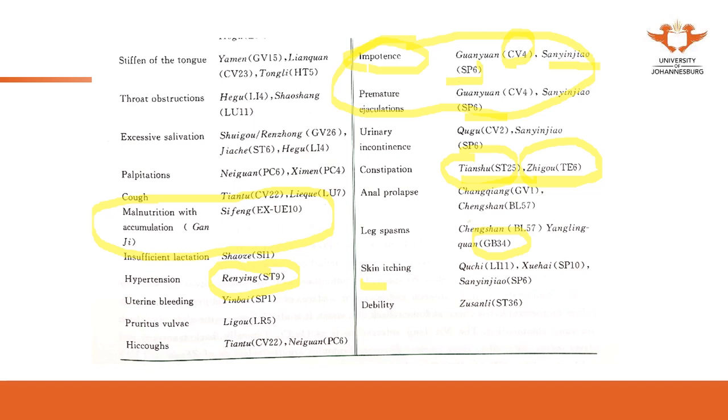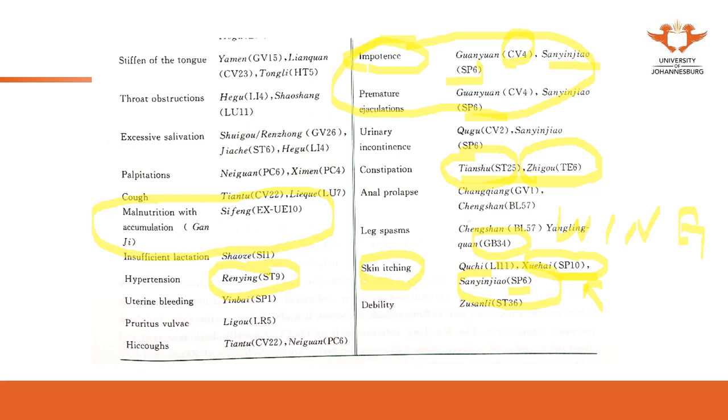Skin itching, you can use large intestine 11, spleen 10, spleen 6. Xuehai, this is because the itching can be due to blood deficiency. So the itching is due to the wind, but one of the reasons for the internal wind is blood deficiency. That's why we focus on the spleen and the blood, Xuehai, the sea of blood. From the name, the wind.